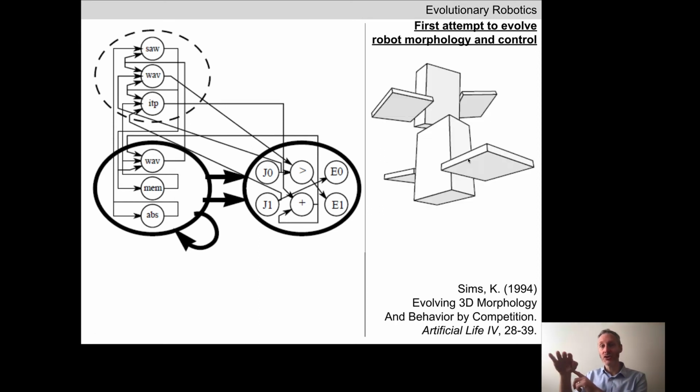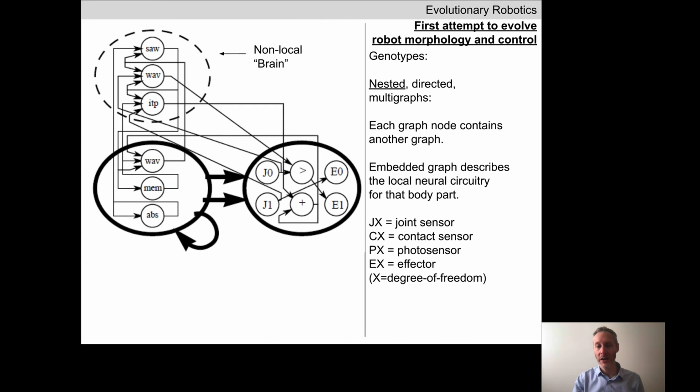Because again, there are two hinge joints. We need to apply forces to those two hinge joints to get the fin to sweep through its pattern. Okay. There are also contact or touch sensors that are possible, and photosensors. You noticed in the video that some of the robots were evolved to perform phototaxis, which means go towards the light. You might remember that from our discussion about Braitenberg vehicles.